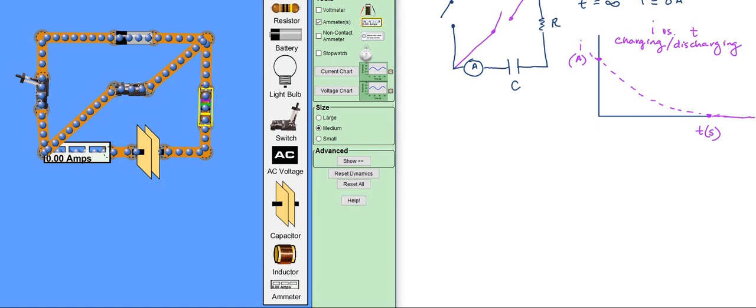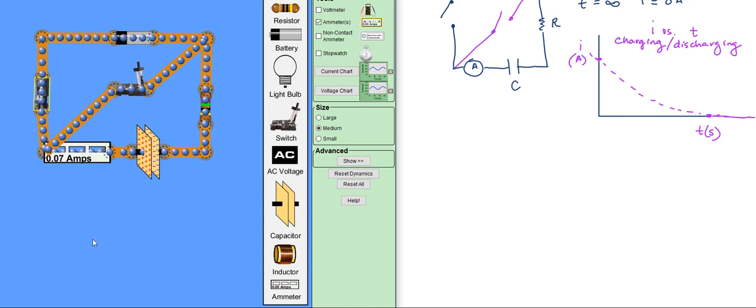So there we have now a 75 ohm resistor. I'm going to open the middle switch. I'll close this outer one and let's see if we can compare what happened. Well, the first thing I'm noticing is that it's taking a lot longer to reach the zero current value.